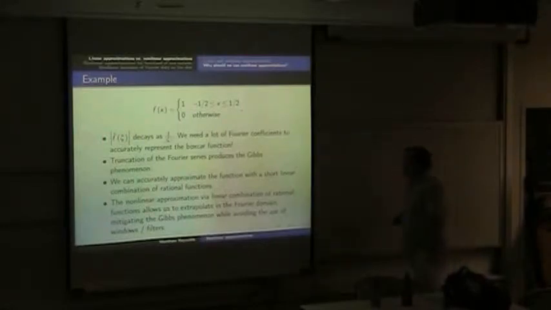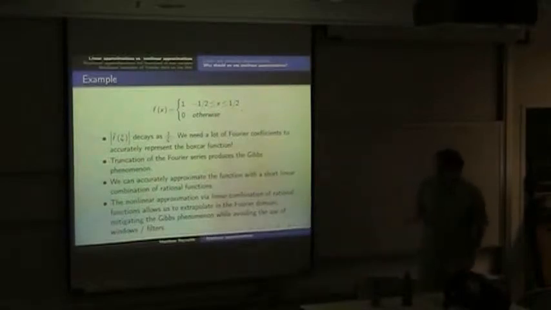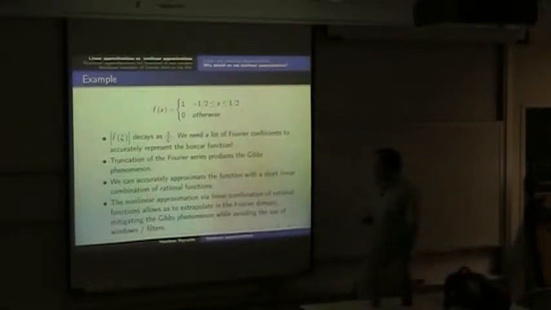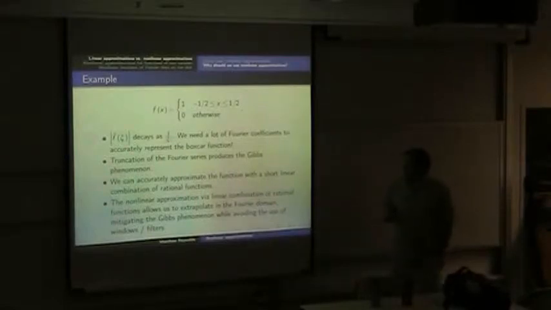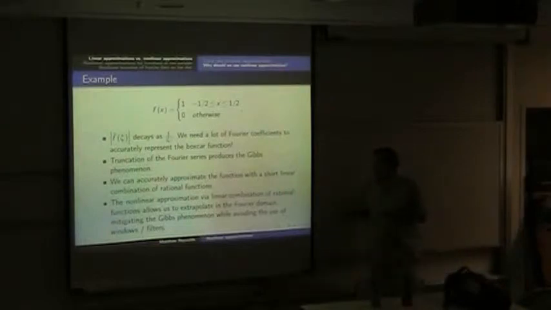So, okay, we can accurately approximate something like this with a short linear combination of rational functions. When I say short, I'd say something on the order of 30 to 40 can give us a reasonably good L infinity type error. And the reason that we can do this is that this type of approximation allows us to extrapolate in the Fourier domain.